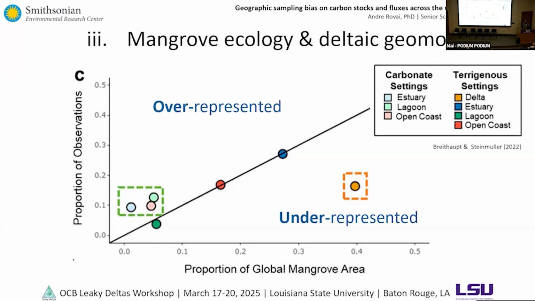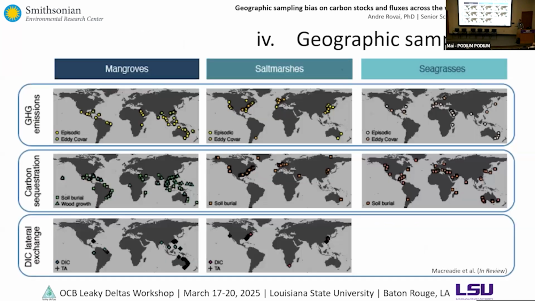So look, deltas are way underrepresented, right? Even though most of our mangroves are there. The color scheme right here tells you which of those coastal environmental settings are which. But ideally, you wanted everything to be along that line or above, right? But that's not the case. And that's, again, carbon sequestration in soil. And here's a paper that we have in review right now where we looked at mangroves here in this first column, salt marshes, and also seagrasses. In the first row, it's greenhouse gas emissions. The second one is carbon sequestration in the soil and woody biomass.